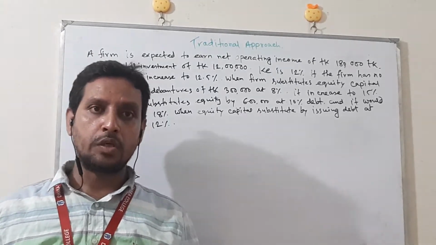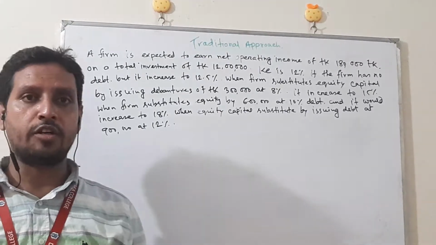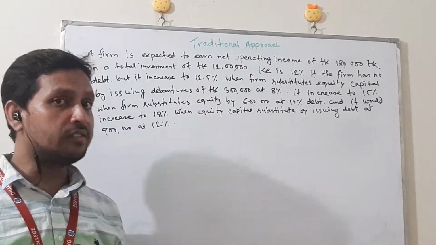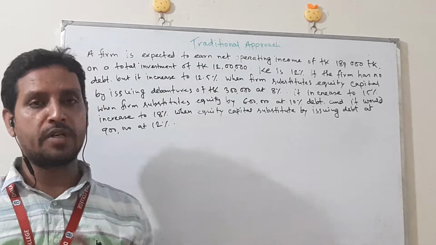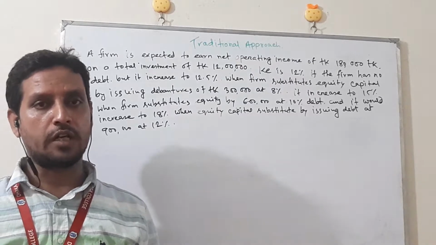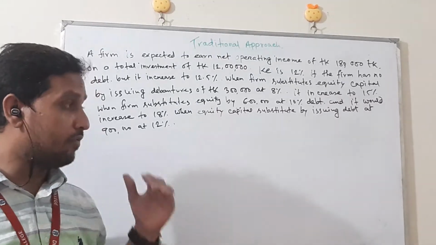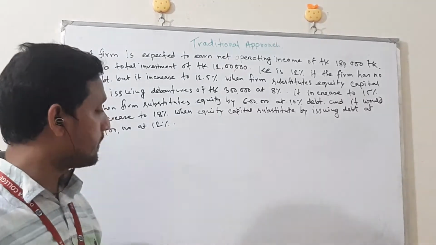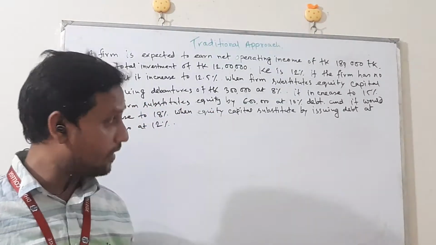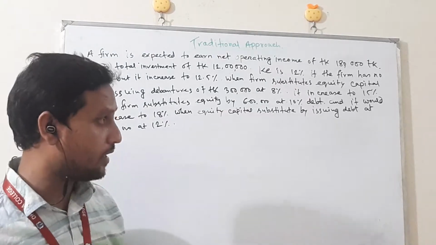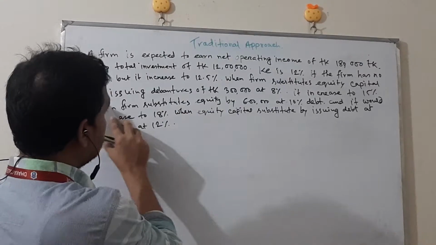So, dear students, we already know what the traditional approach, the traditional method, is. In this problem, we should bring out the optimum capital structure for capital decision making. Okay, dear students, let's solve this math. I want to delete this because of lack of space to write here. So, dear students, I delete this.